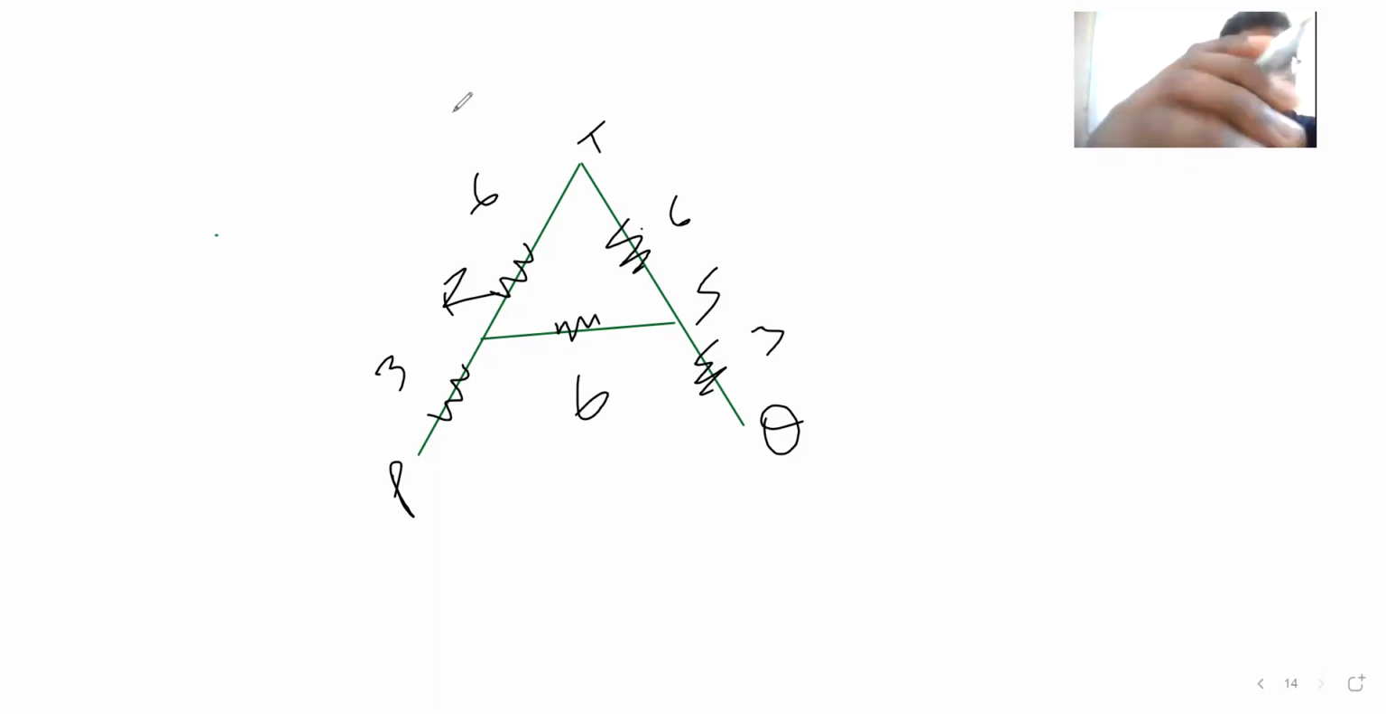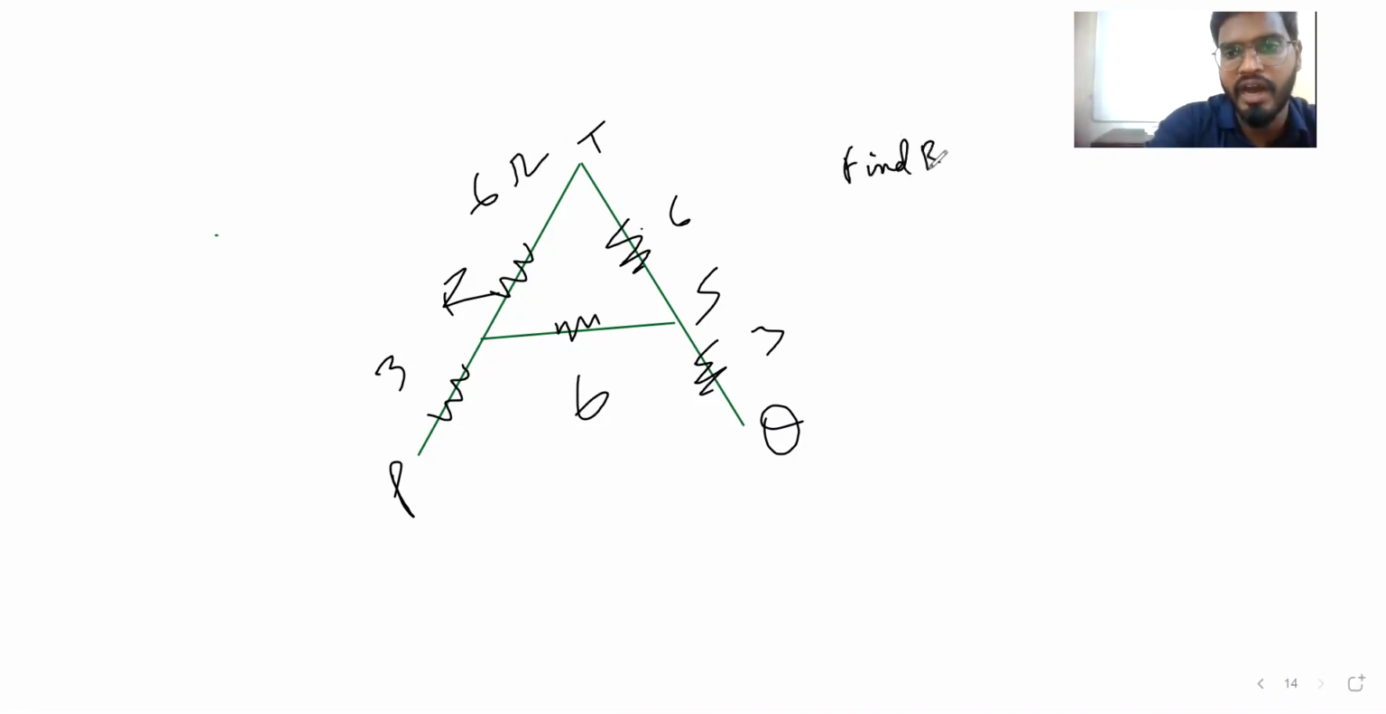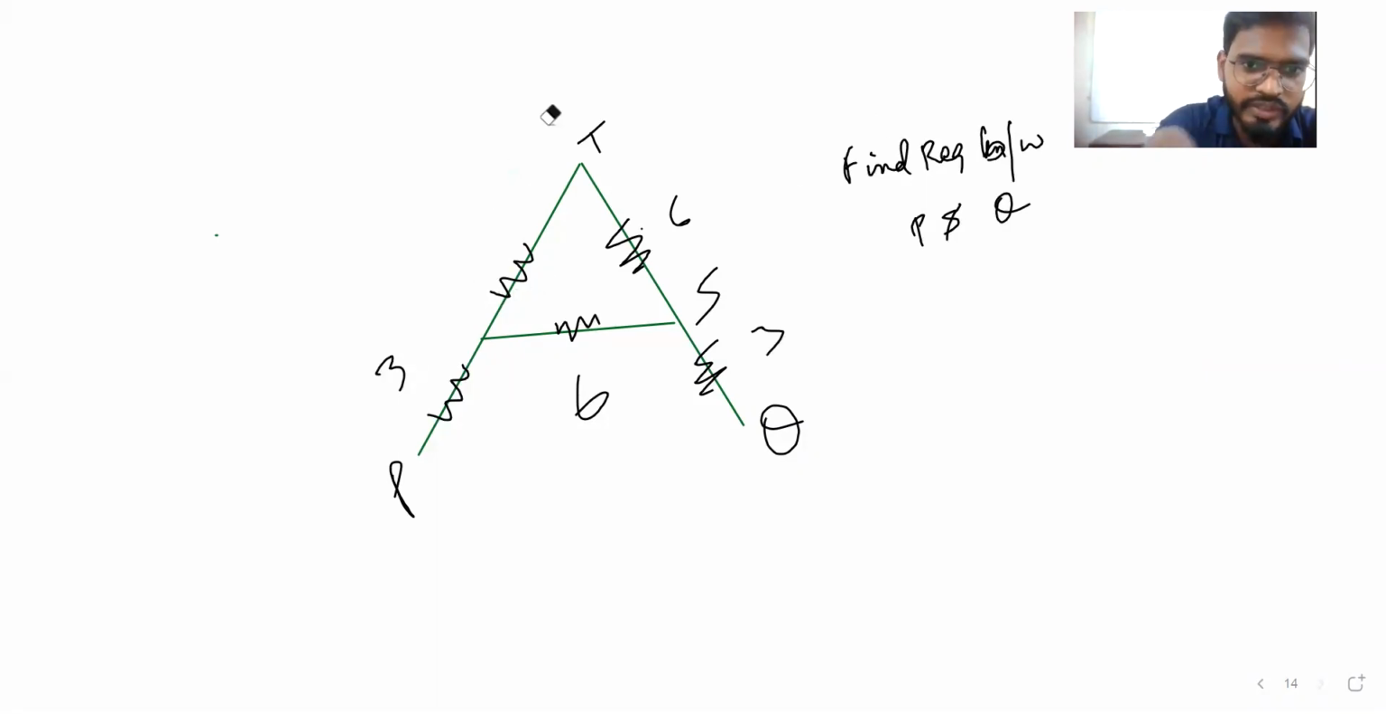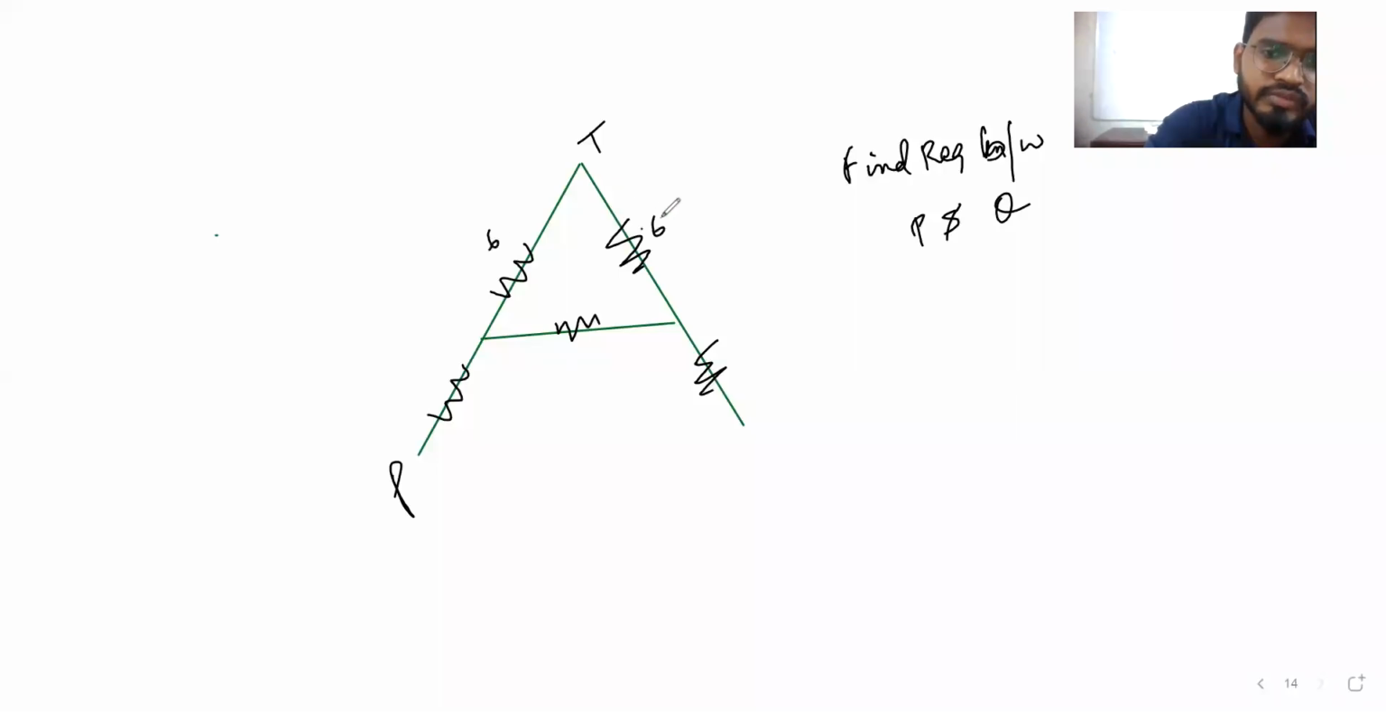So they are asking to find the equivalent resistance, R equivalent, between P and Q. Let's see. Olympiad type of question. So what we can do, guys, I wrote 6 ohm, 6 ohm, 6 ohm, 6 ohm, 3 ohm, 3 ohm, this is P, this is Q.